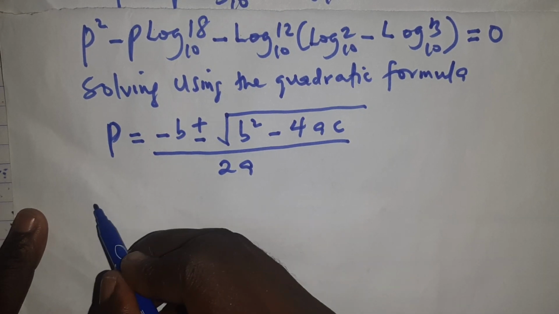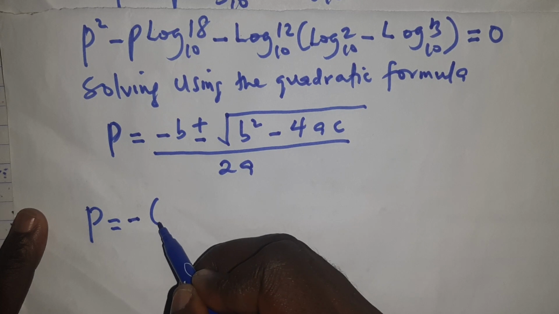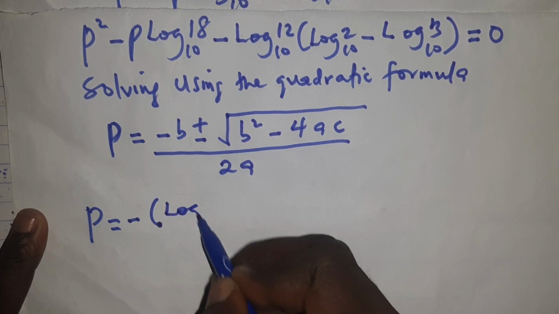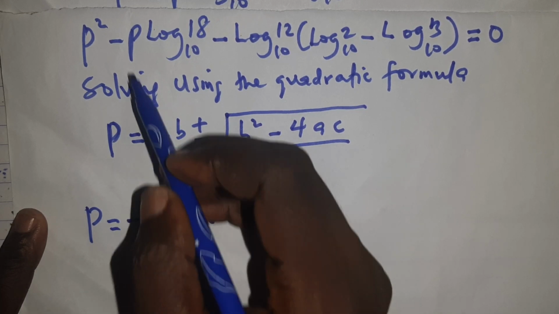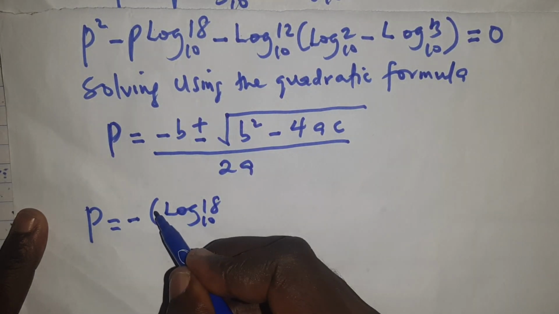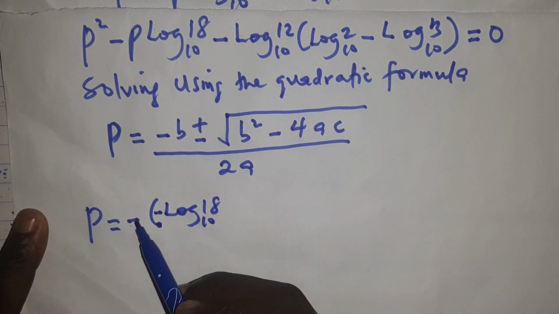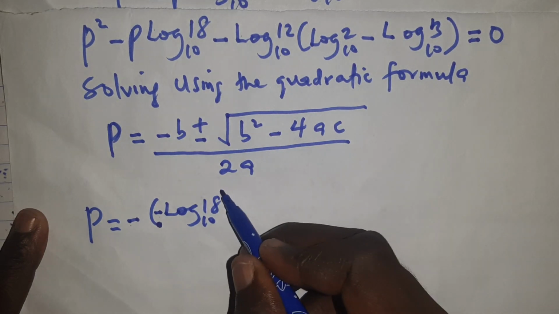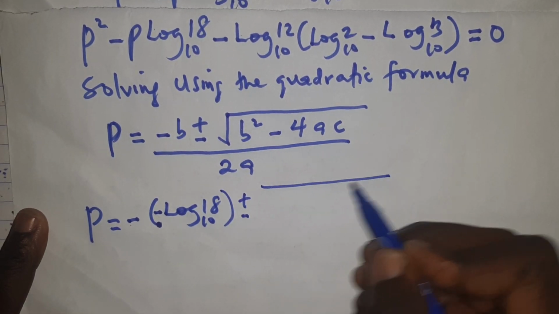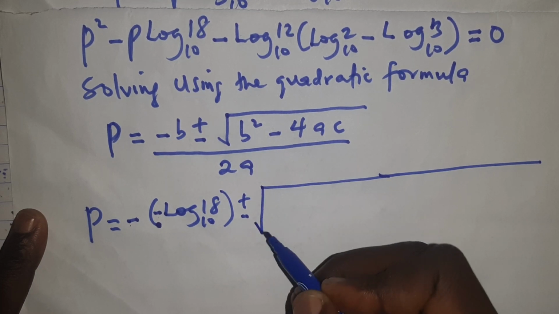Yes, we now have p equals minus open bracket log 18 base 10. Oh, there's even a minus there already, so minus minus. Let's be careful there. This minus here is the one here, and the minus here is the one in the equation. Then plus or minus. Make this one longer because of long values there.